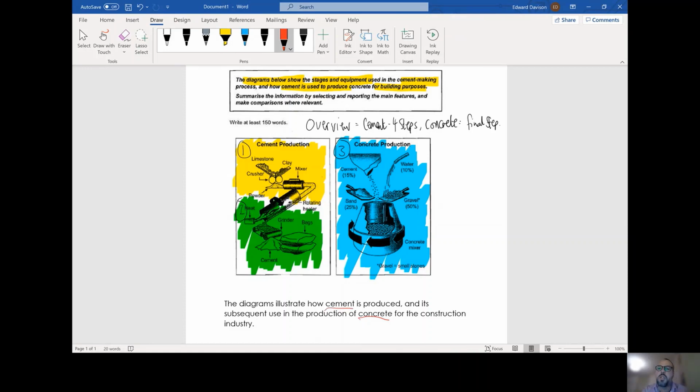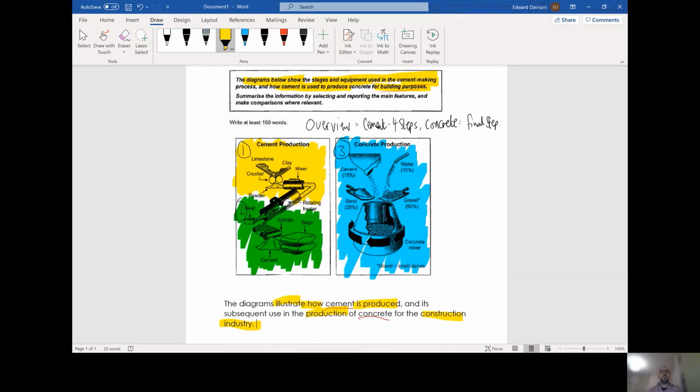Those are proper nouns, and those are the only words to use in that situation. But we can paraphrase things like for building purposes or making, for example. So where they said show, I said illustrate. Where they said stages and equipment used in cement making, I said how it is produced. Where they said how cement is used to produce concrete for building purposes, its use in the production of concrete for the construction industry. So, introductory sentence, paraphrase the question, say what the data is.